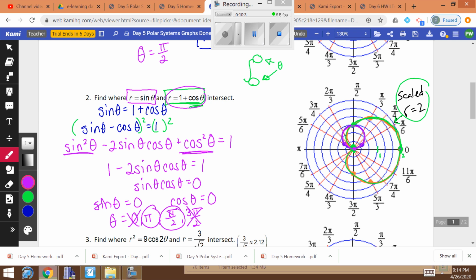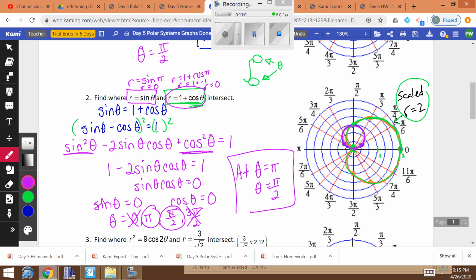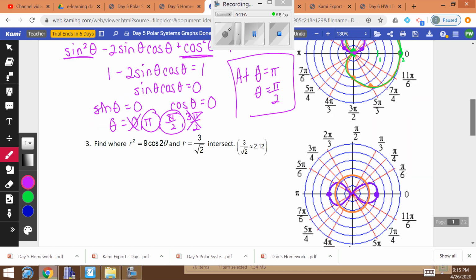So again, if you go back and think r equals the sine of pi, that would be where r is 0 on that one. And then r equals 1 plus the cosine of pi. r would equal 1 plus negative 1, or 0. So that's going to be that intersection point. So our two solutions, I'm going to say, are at theta equals pi and theta equals pi over 2. Okay, let's keep going here.